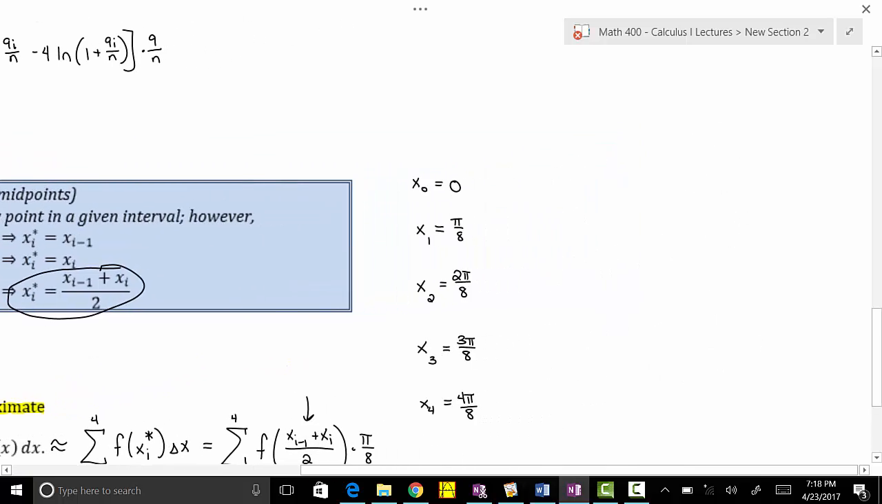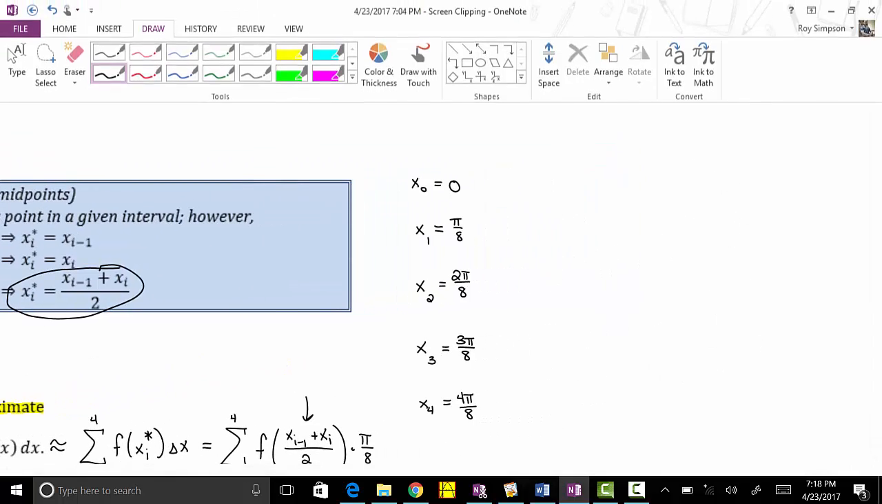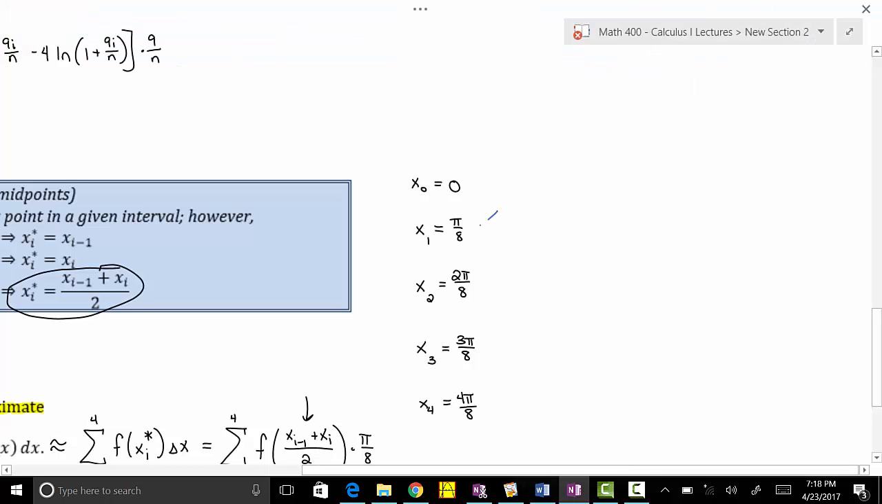Now the question is, what are the midpoints? I'm going to use a different ink for this just to showcase. What's between 0 and pi over 8? Well, it's just half of pi over 8. That's pi over 16.